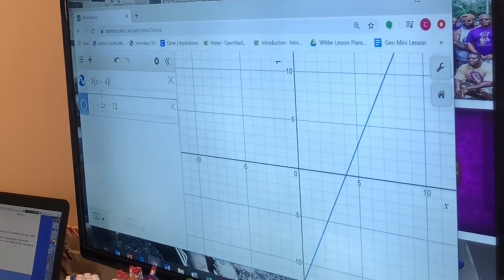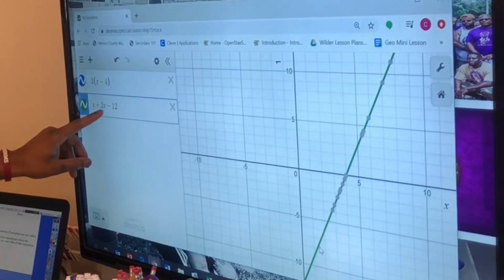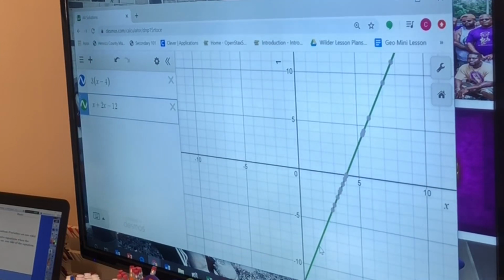At first, when I only had 3 parentheses x minus 4, I only had one line show up and it was blue. When I typed in my second equation, x plus 2x minus 12, my blue line disappeared and I was left with just the green line. What is that really saying to us? Okay, yes, you're correct. It's saying that we only have one line because they're the same solutions. If I were to distribute that 3, I would get 3x minus 12. If I were to combine this x and 2x, I would get 3x minus 12. So I have the same equation on both sides.